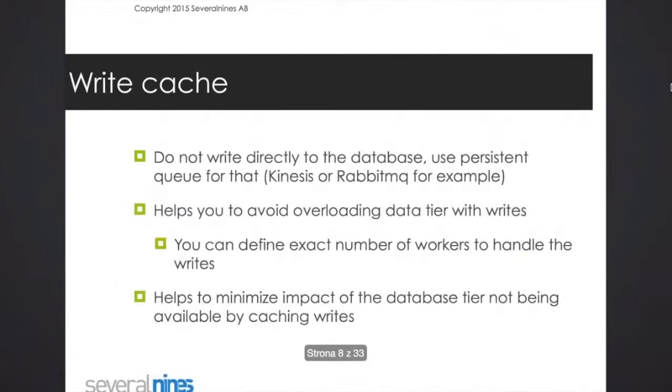For write cache, it's somewhat similar. The point is not to write directly to the database, but to use some kind of persistent queue for that. For example, it could be either Kinesis or RabbitMQ. The point here is that the persistent queue also has to be highly available. So you can either use Kinesis, which is an AWS service, and it is highly available by itself. Or if you are using, let's say, RabbitMQ, you would probably need to implement high availability on your own. But the whole point of write cache would be to help you to avoid overloading the data tier with writes.